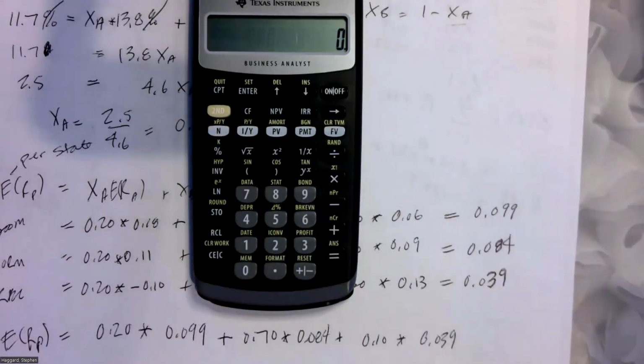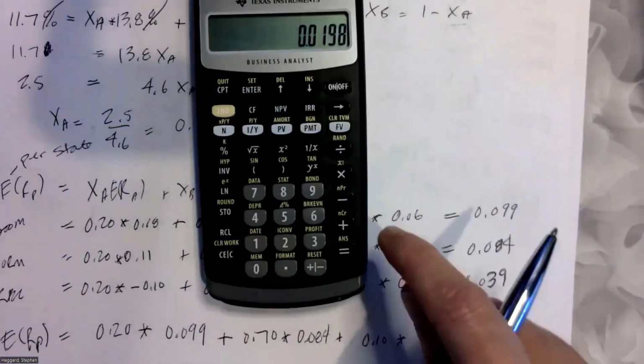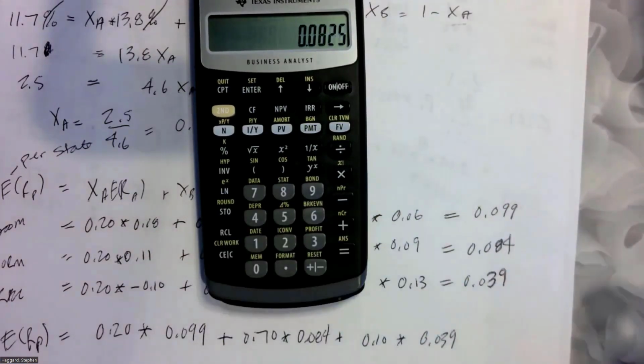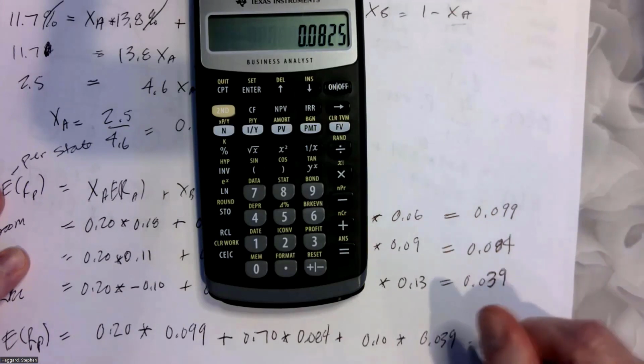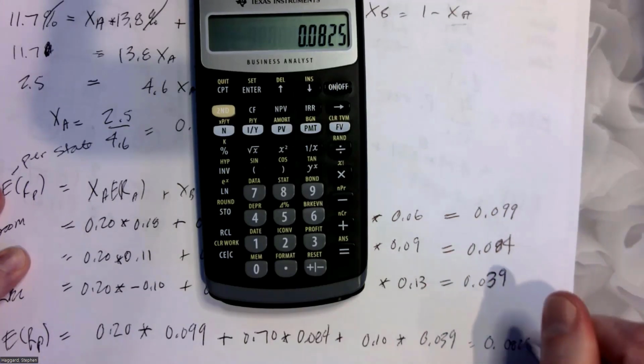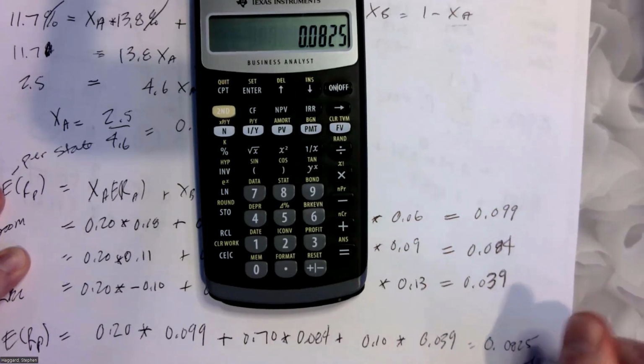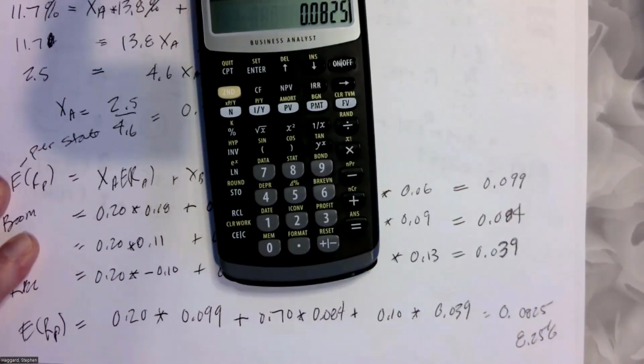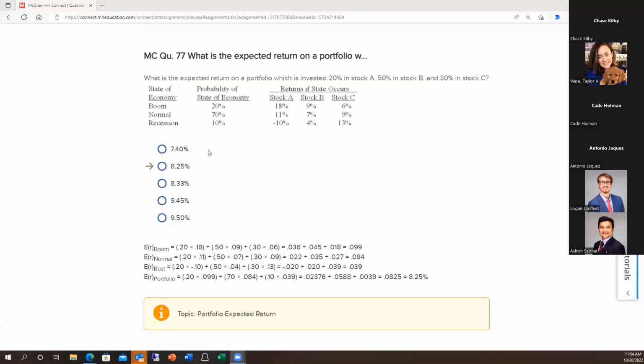Recall 1 plus recall 2 plus recall 3. I'm getting 0.0825, which is 8.25%. And if we go back to the problem, that is the correct answer.